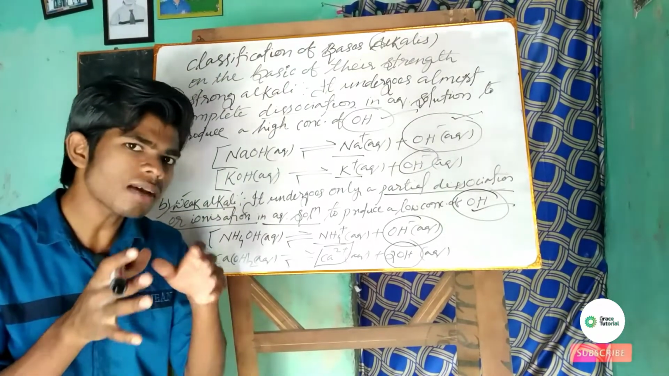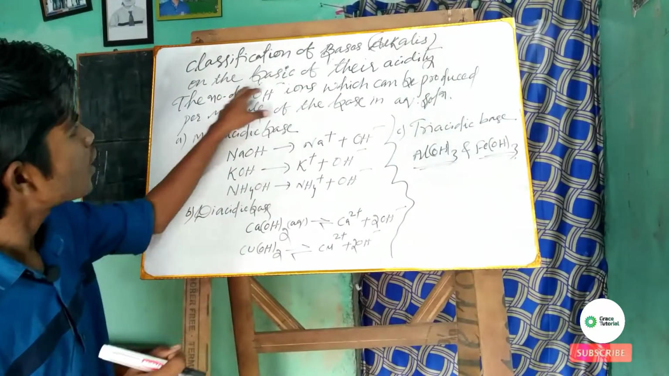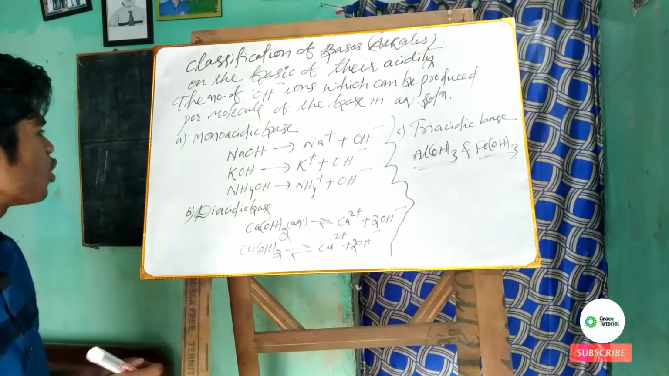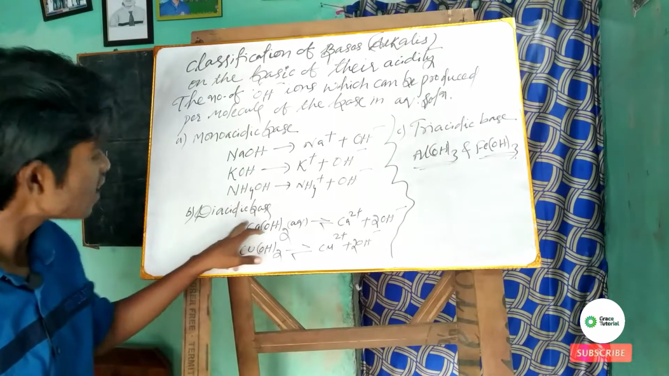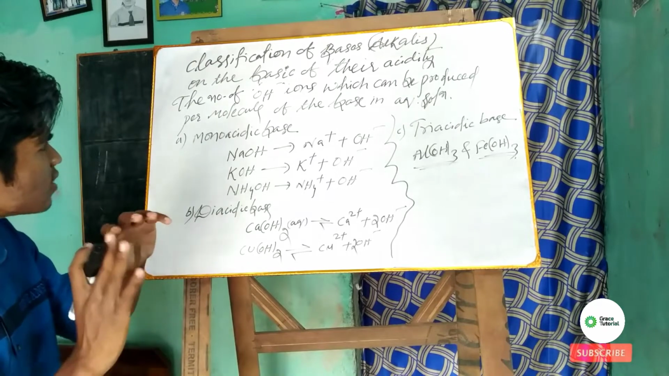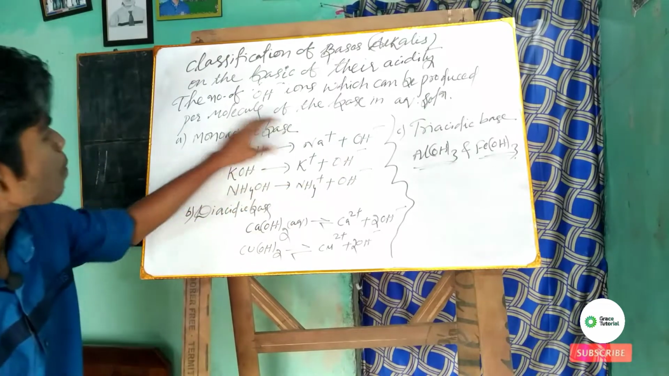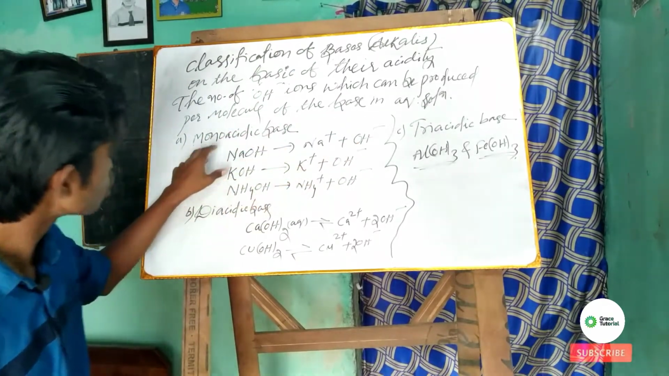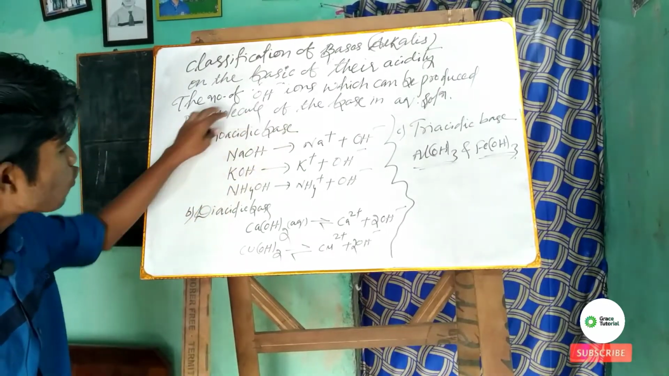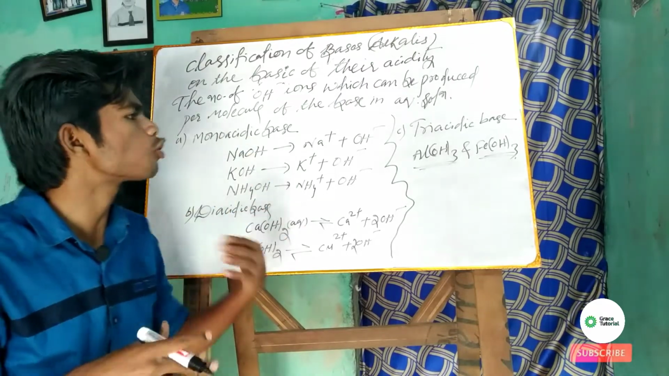Now we will classify the bases on the basis of their acidity. So on the basis of their acidity, these bases have been classified into various categories such as monoacidic base, diacidic base, triacidic base. But we need to understand what we mean by this acidity. Well, the number of hydroxyl ions which can be produced per molecule of that base in the aqueous solution is known as the acidity. That means the acidity of the base depends on whether the base is a monoacidic base, a diacidic base or a triacidic base.